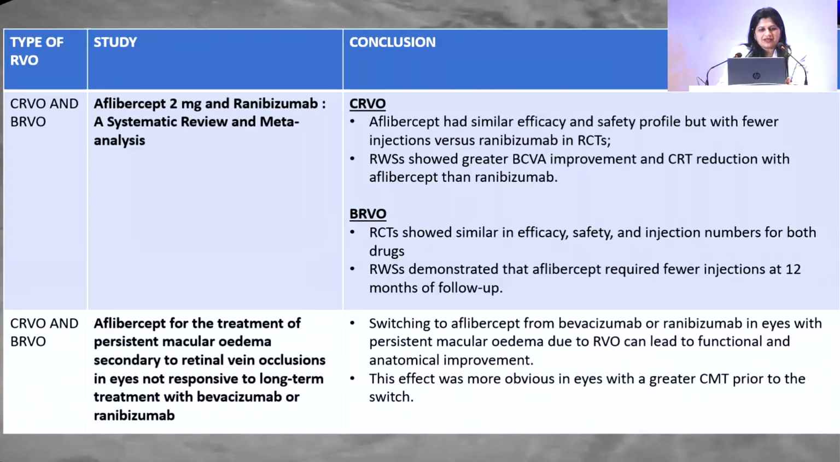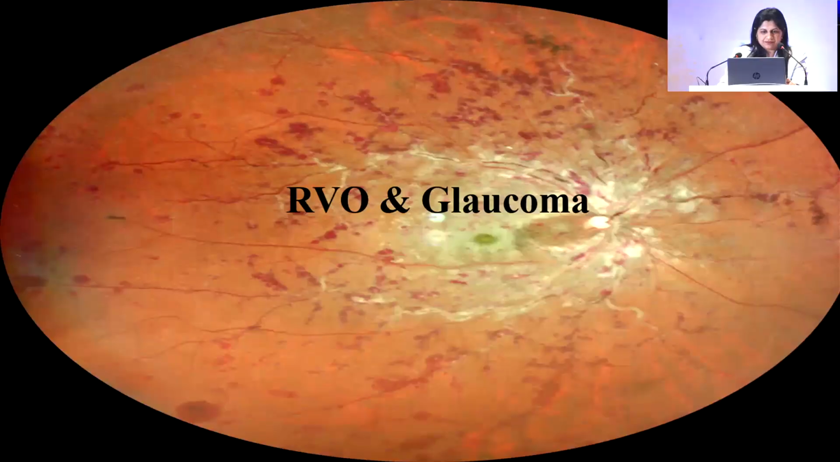So these studies directly compared aflibercept, bevacizumab, and ranibizumab head-on, and clearly showed that aflibercept had similar efficacy and safety profile, but with fewer injections than ranibizumab in cases of CRVO, while in cases of BRVO, they have similar efficacy, safety, and injection numbers for both the groups.